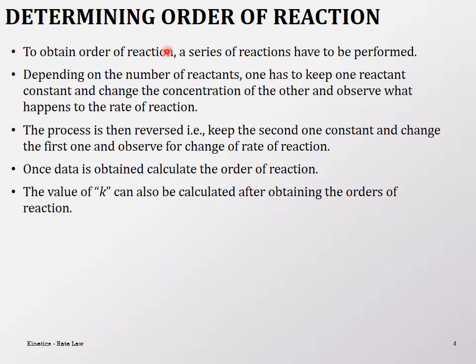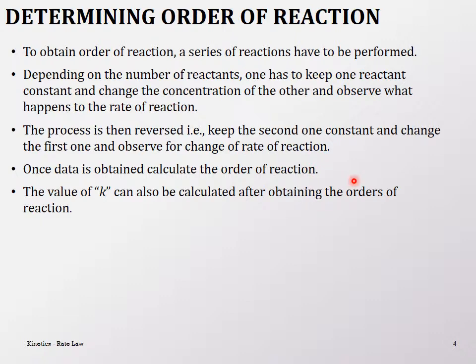To calculate the order of reaction, you have to do a series of reactions. You just can't do one, you have to do a series of reactions. Depending on the number of reactants, you will have to keep one of them constant and change the concentration of the other to observe what happens. Okay, so if you have just 2 reactants, you keep one of them constant, double the other one, and then keep the other one constant and double the first one, and then see if there's any change in the rate of reaction. So that is kind of how this one works.